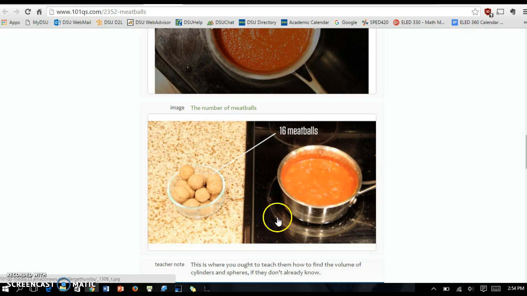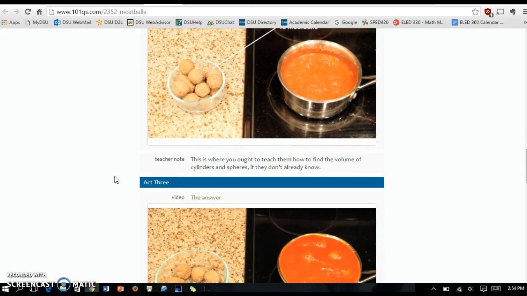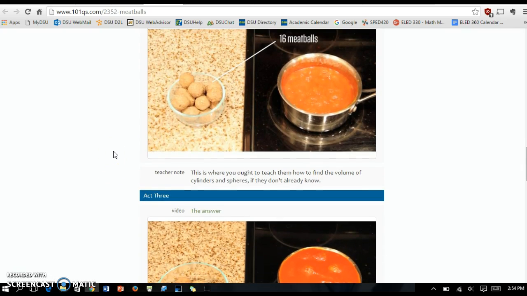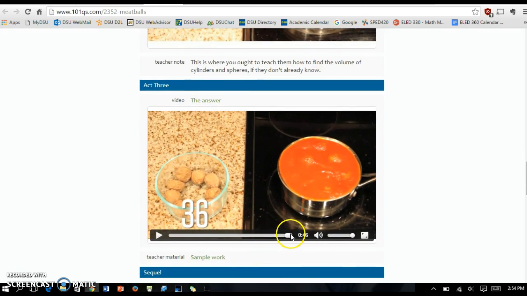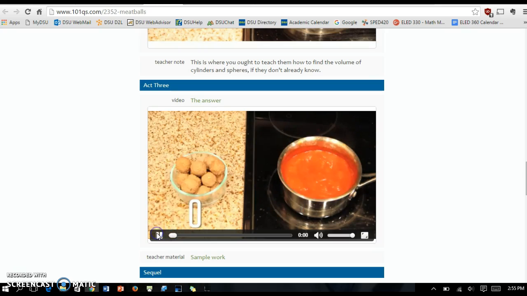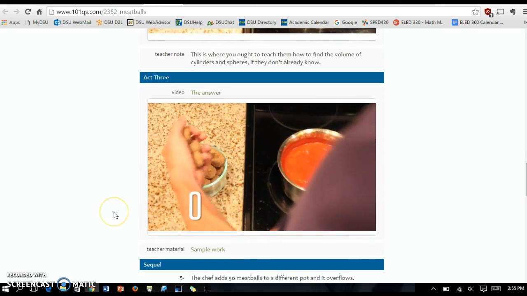So this image, I feel, could kind of throw students off, like that they might think that this is the answer. So if I did show them this, we would need to talk about if this is actually correct, or if they're just letting you know that this is about how much 16 meatballs takes up in just a plain jar with no sauce. Maybe it'd be a good picture to show when they're making their guesses that this is a pile of 16. And then, we would watch the video for the answer, Act 3.